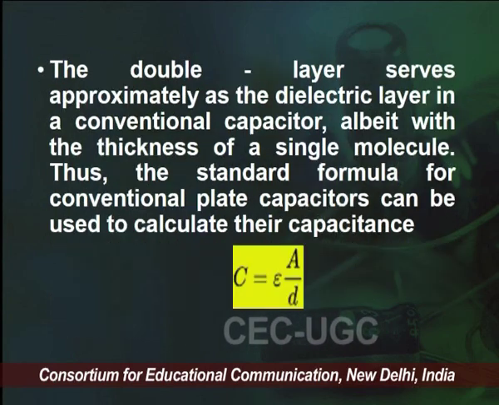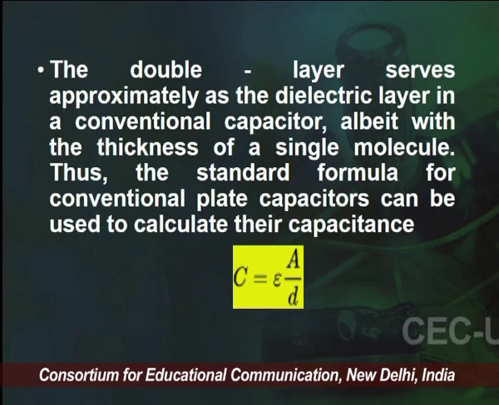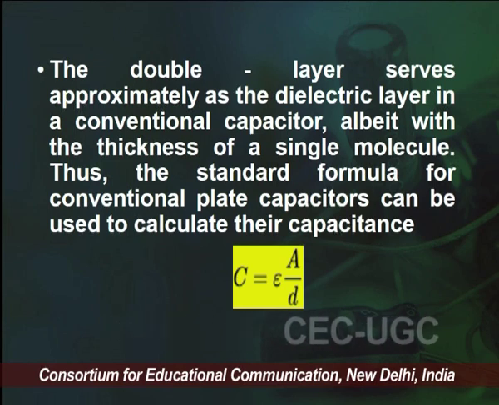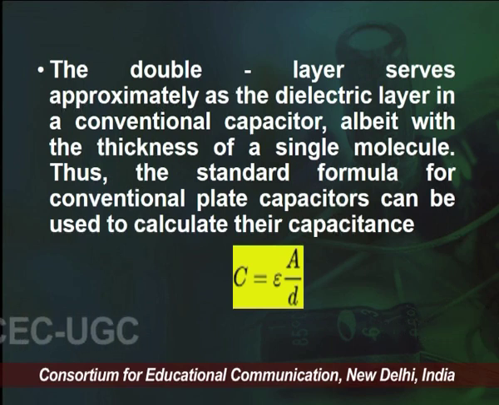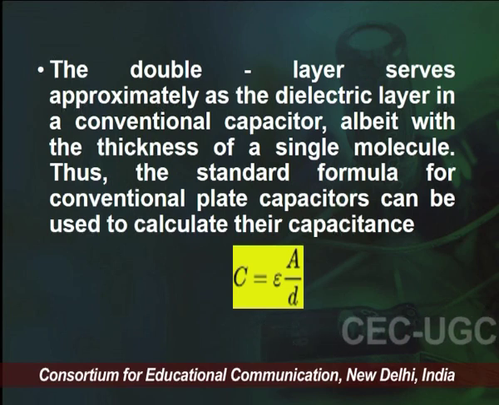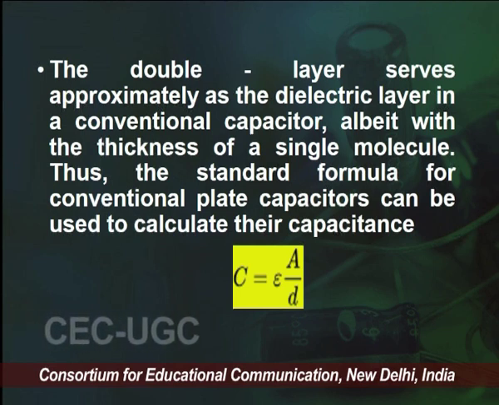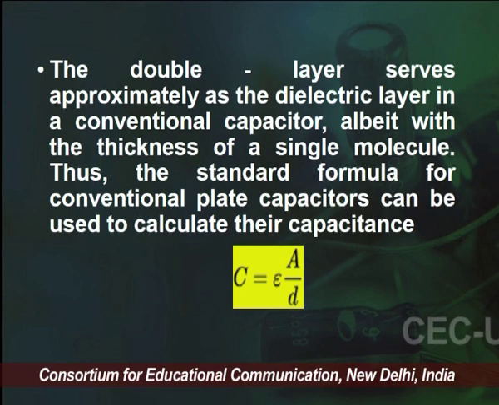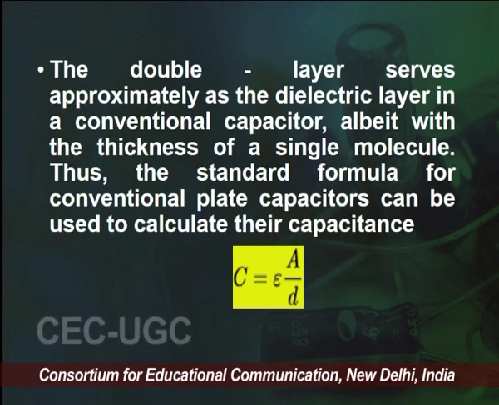So, the double layer serves approximately as a dielectric layer in a conventional capacitor, with the thickness of a single molecule. Thus, the standard formula for the conventional plate capacitor can be used to calculate their capacitance. You all know that C is equal to epsilon A by D. So accordingly, C is greatest in capacitors made from material with high permittivity, that is epsilon, large electrode plate surface area, represented by A, and a smaller distance between the plates, defined by D.